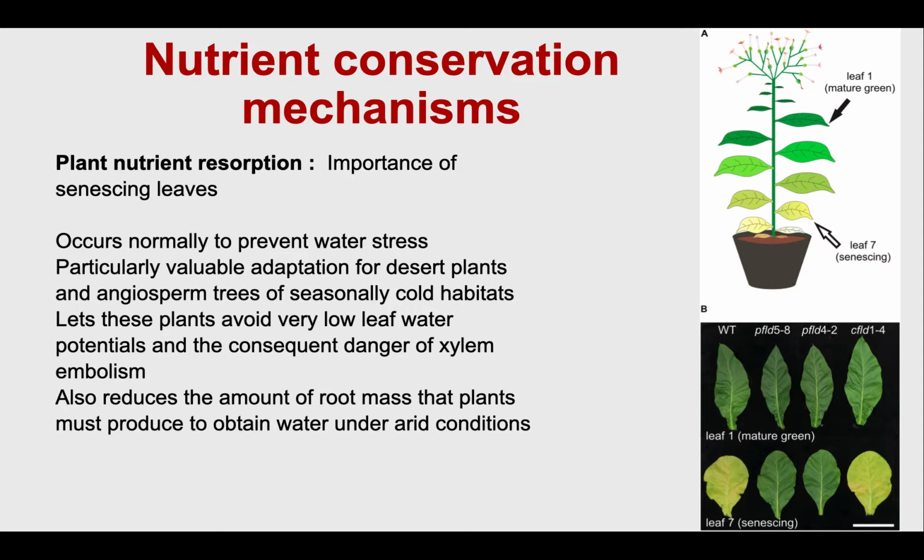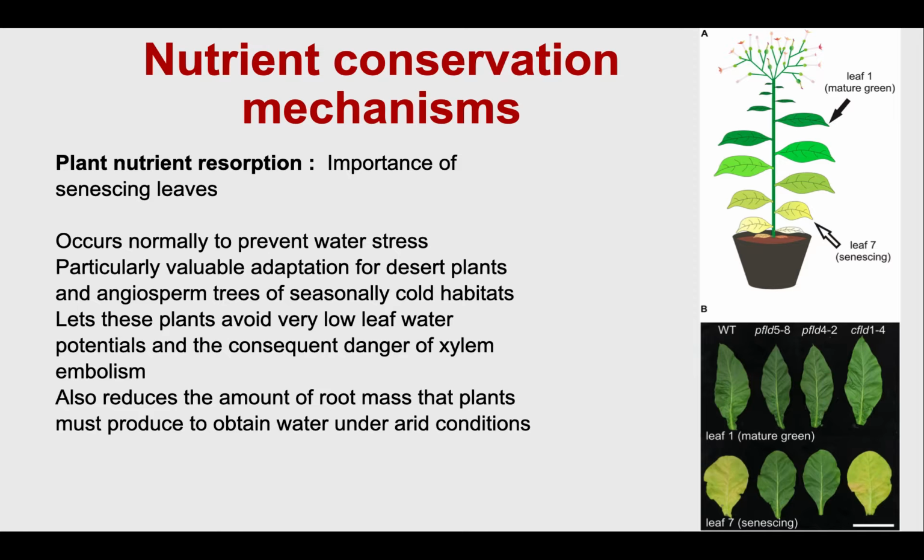Because typically they're going to reabsorb some of those nutrients back into the plant body before they let that leaf drop. They want to take in as many nutrients as they can so they have them available for future use rather than just letting those nutrients stay in the leaves and fall to the ground. So that would be plant nutrient reabsorption.